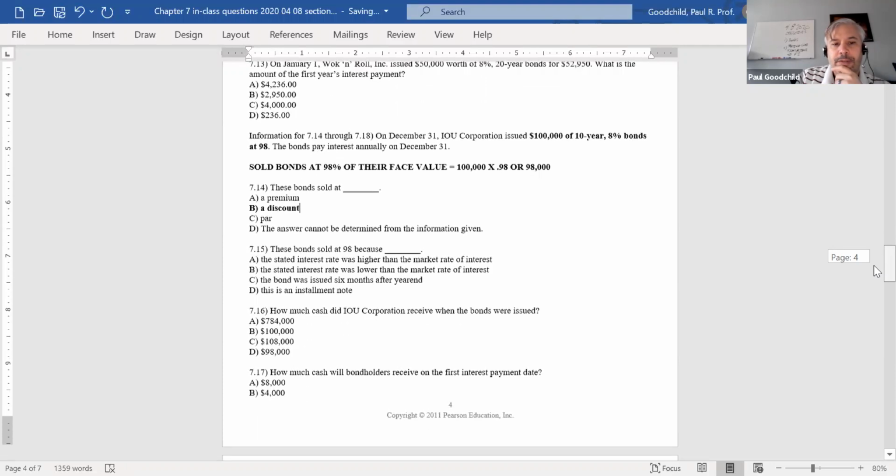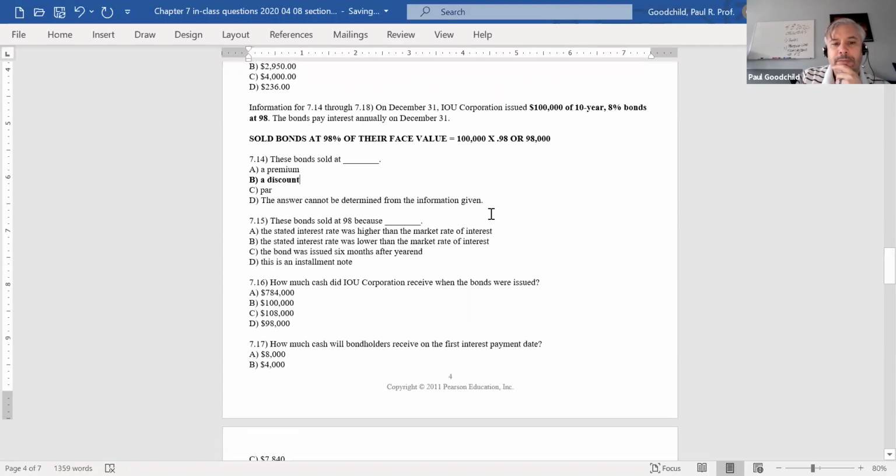We talked about this from up above. These bonds sold at 98 because the stated interest rate was higher than the market rate of interest. No, the stated interest rate was lower than the market rate of interest. And that's correct.